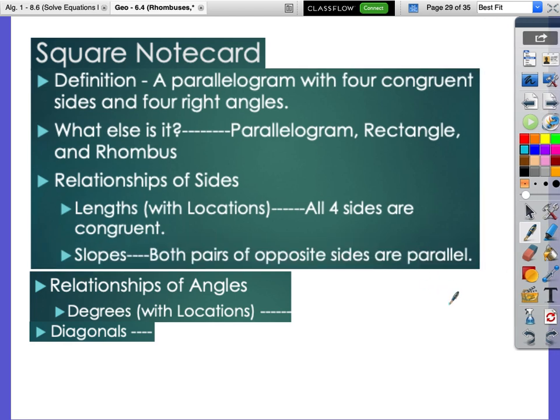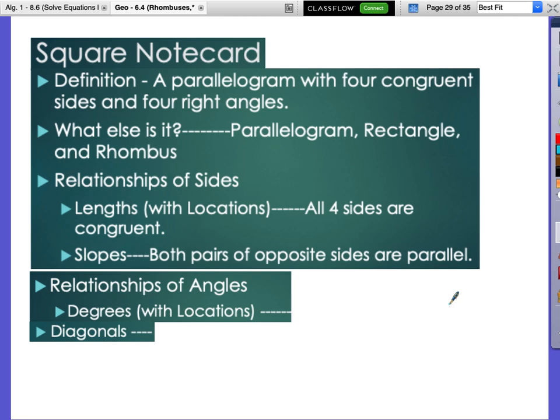What do you know about slopes? Mx plus b equals slope. No. Both pairs of opposite sides are parallel.